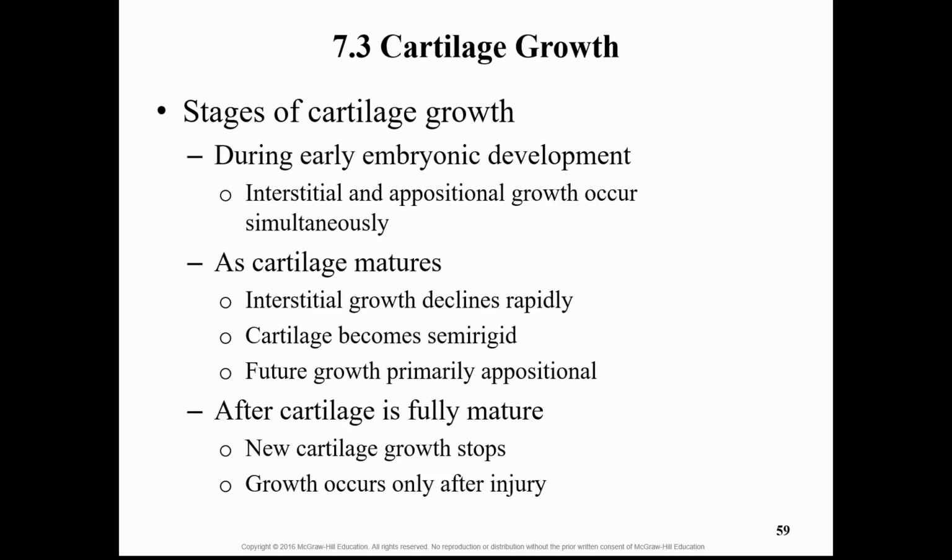So during early embryonic development, the interstitial and appositional cartilaginous growth occur at the same time. They occur quite rapidly. As cartilage matures, the interstitial cartilaginous growth starts to decline pretty rapidly, except for a few areas. The cartilage becomes semi-rigid, and the future growth is primarily appositional. After cartilage is fully mature, new growth stops, although you can still repair yourself after an injury.